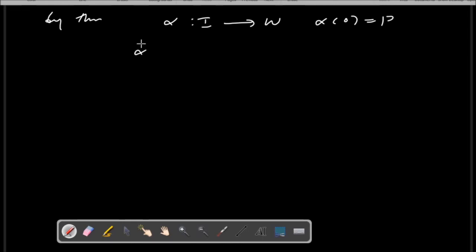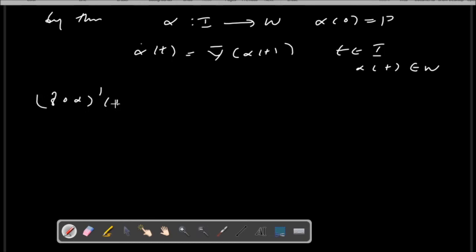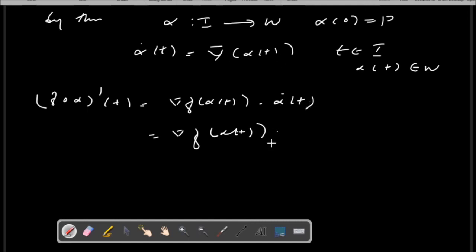If it is an integral curve, alpha dot of t must be equal to the vector field. What is the vector field here? Y bar of alpha of t for all t element of I, and alpha of t will come inside your W. Now, (f circle alpha) dashed of t, what is this? Del f of alpha of t dot alpha dot of t. So this is equal to del f of alpha of t dot y bar of alpha of t, where I replace alpha dot of t by y bar of alpha of t, for all t element of I.